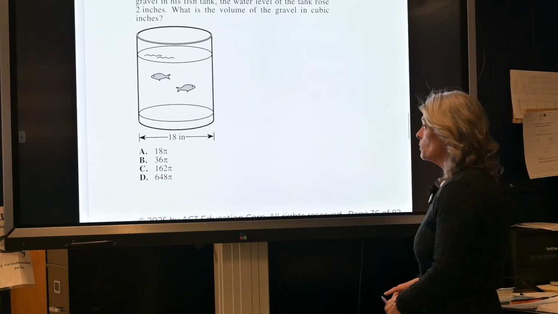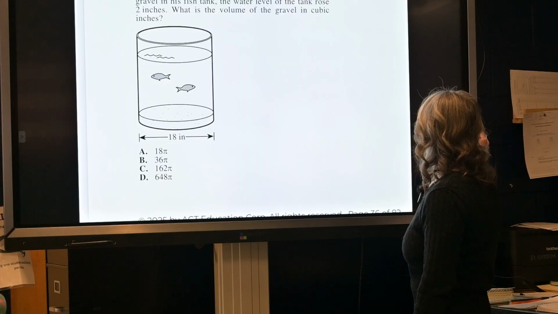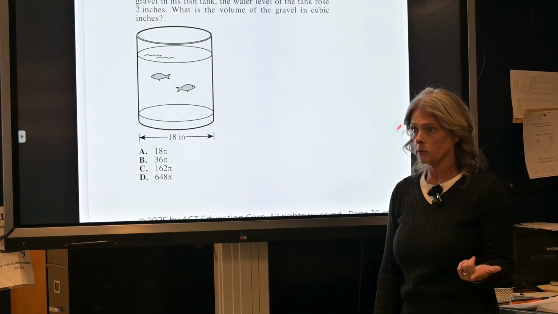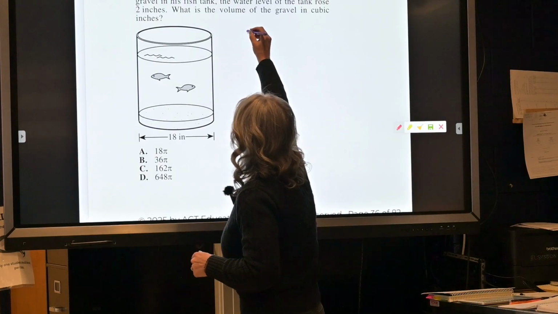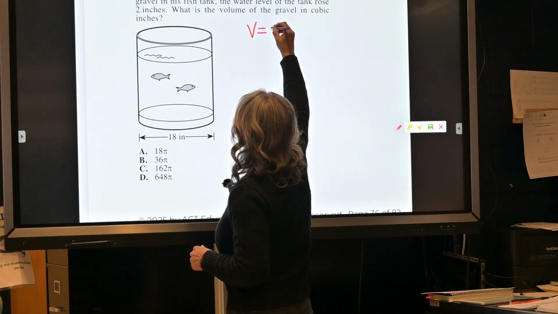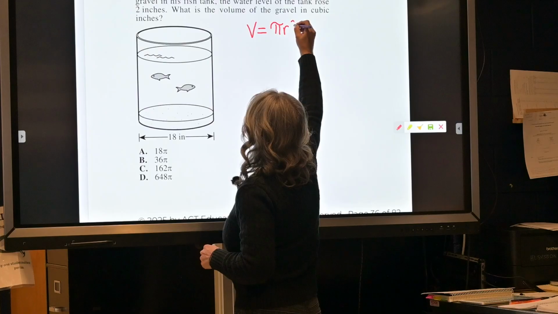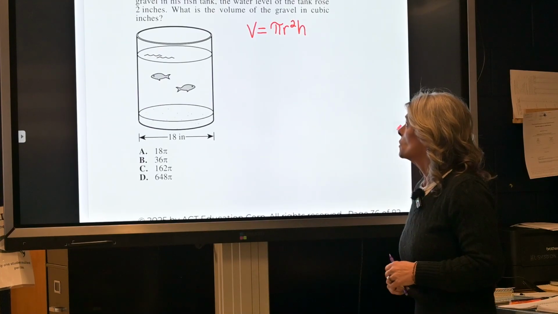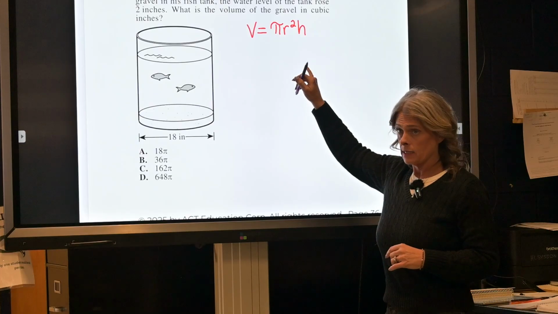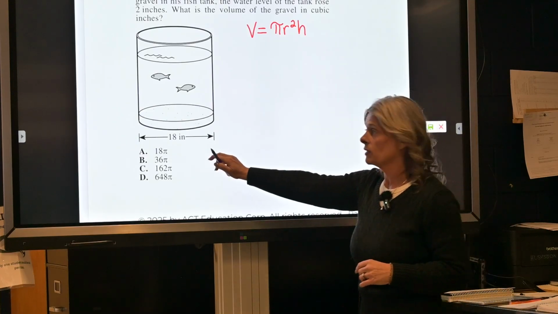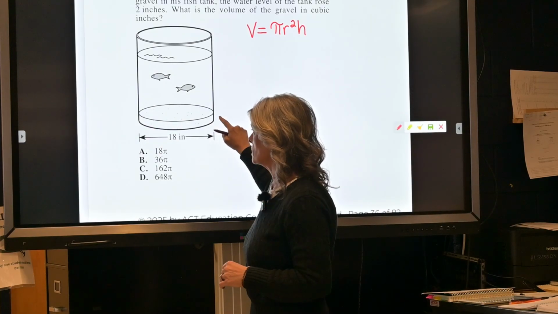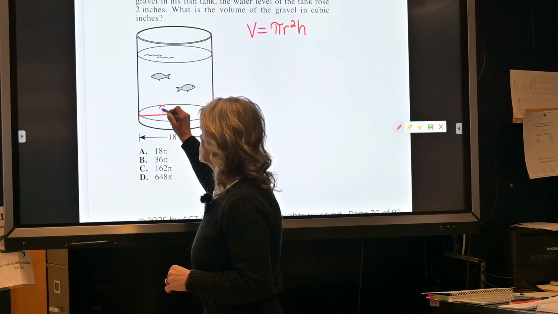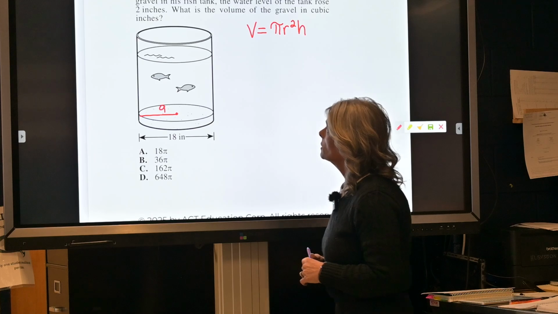Okay, I don't know if you guys remember, but we've had this problem before. Not this exact one, but very similar. So I know we're going to need a specific formula. It is volume equals pi r squared times the height. First of all, it's asking for radius. It gave me the diameter of 18. The diameter is the whole distance across. I only need half, so it's 9.